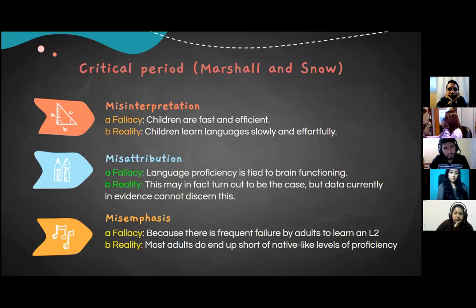Misattribution fallacy: language proficiency is tied to brain functioning. Reality: this may in fact turn out to be the case, but data currently in evidence cannot discern this. And misemphasis fallacy: because there is frequent failure by adults to learn an L2 does not mean that it's impossible to do so. Reality: most adults end up short of native-like levels of proficiency, but there is often a lack of motivation, a lack of commitment of time or energy, and lack of environmental support.